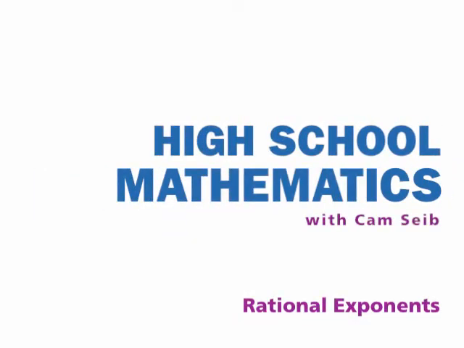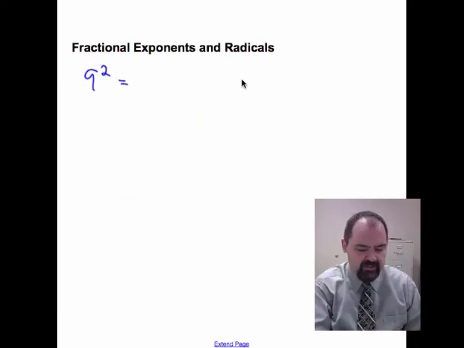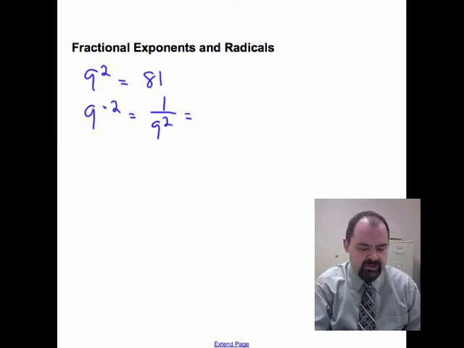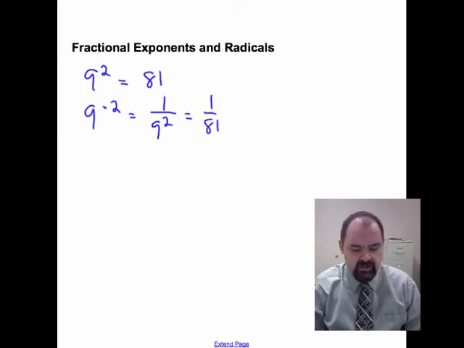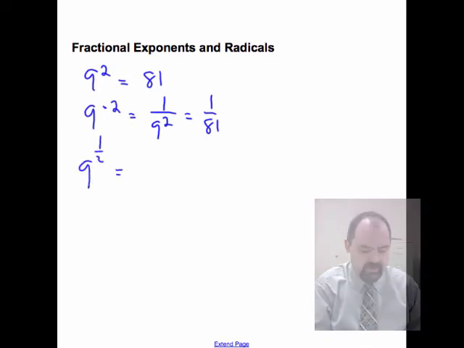Alright, we know quite a bit about exponents up to this point. We know how to deal with a basic positive exponent. We know how to deal with a negative exponent. A negative exponent reciprocals our base, and so we get 1 over 81 in this case. We haven't talked about how to deal with a fractional exponent.